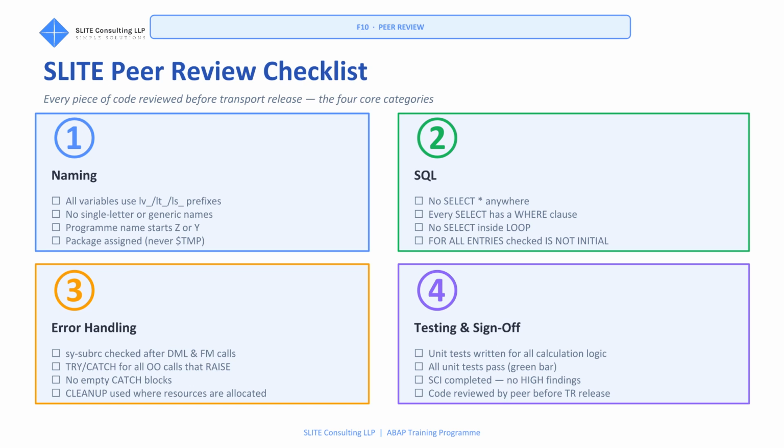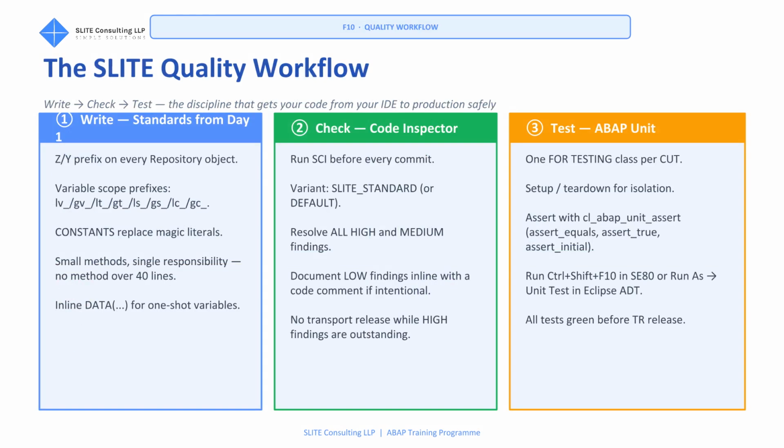Testing and sign-off: unit tests written for all calculation logic, all unit tests green. SCI completed with no high findings outstanding. Code reviewed by a peer before TR release. Every box ticked equals ready for transport. Any box unticked equals not ready. Go back and finish.